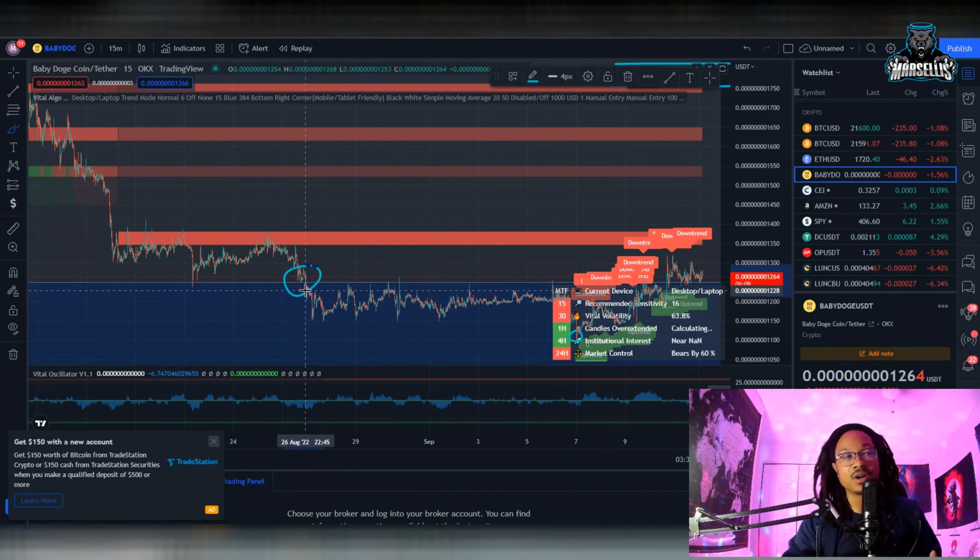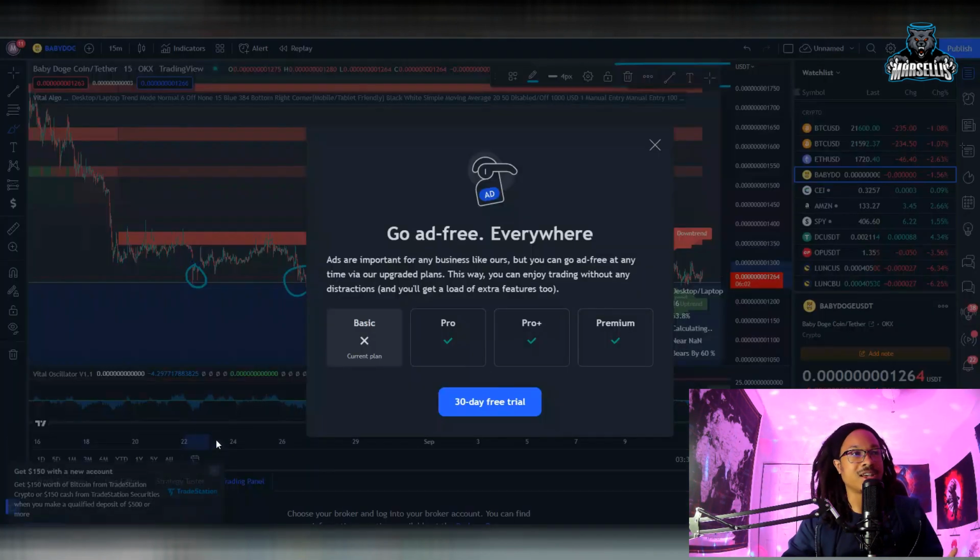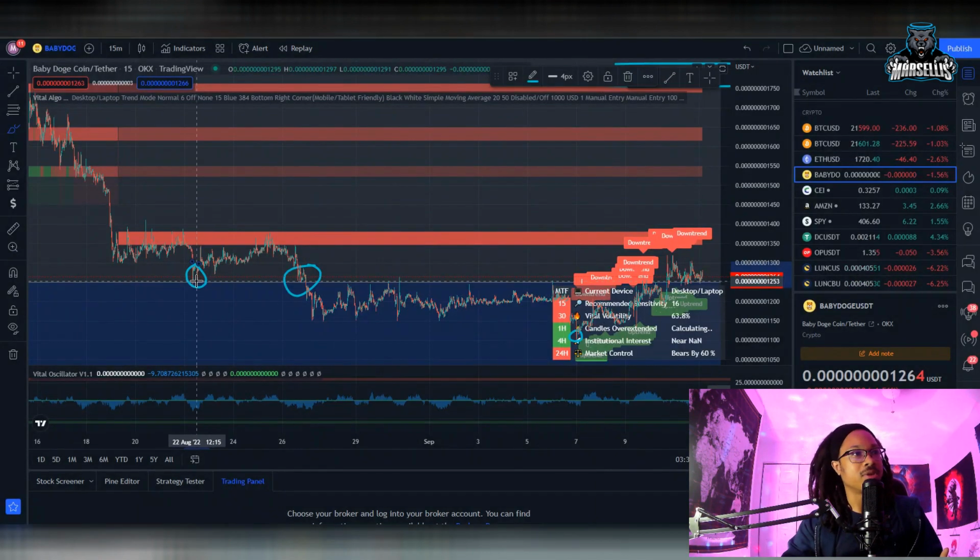The 26th of August, really good support right there. We have some really good support. Same here back at the, let me take this X off here. And yep, there it is. The 22nd of August as well. So we've always been hitting this support line.